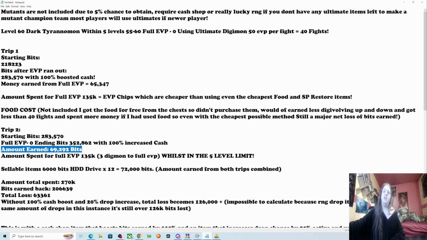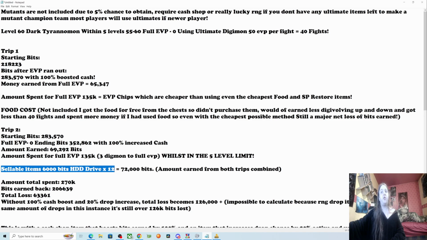Amount earned, 69,292 bits. Amount spent for full EVP, 135,000, to fully restore the Digimon's EVP while in the 5 level limit. Sellable items that I got from these two trips were 6,000 bit HDD drives, and I got 12 of them, which earned me 72,000 bits. That's both trips combined. I got 12 of them, so that's 72k.